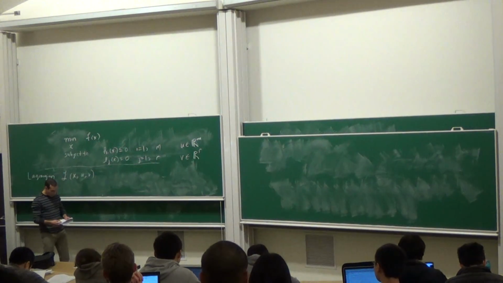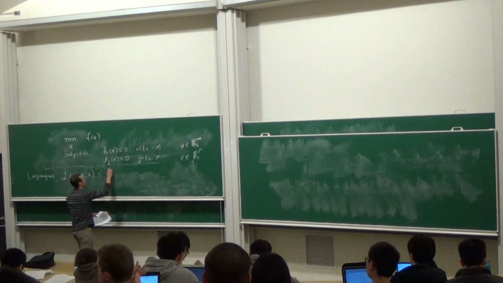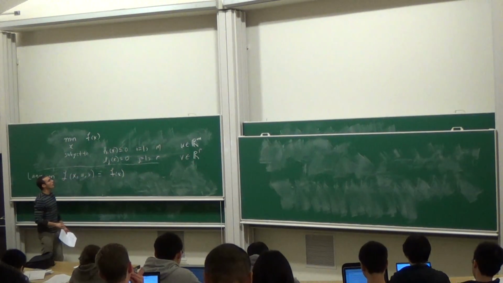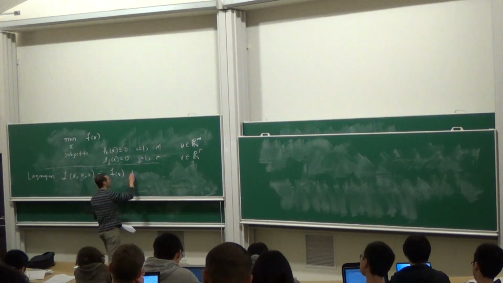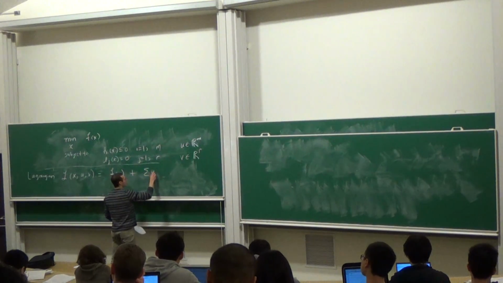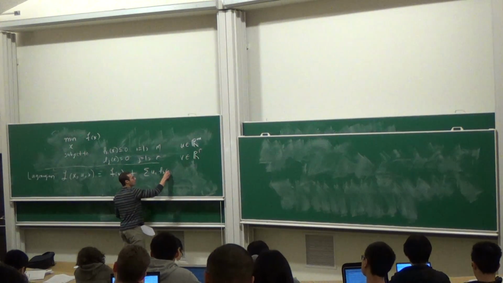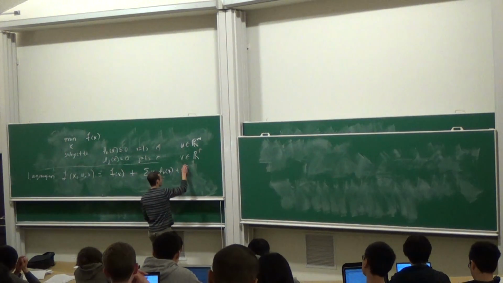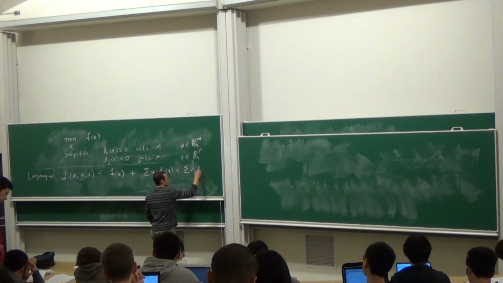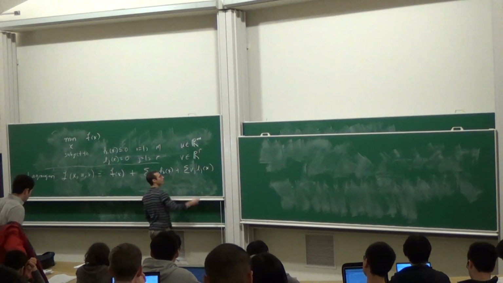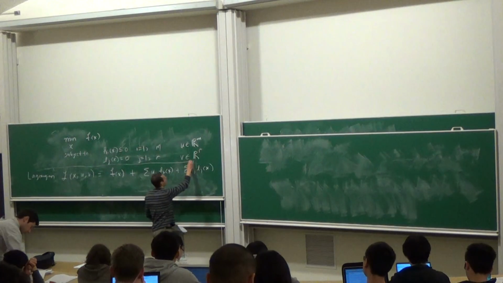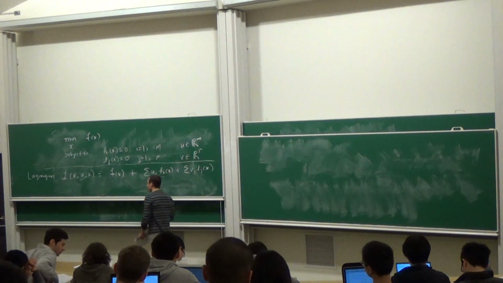The Lagrangian looks like the function f, plus the sum of u_i times my inequality functions h_i, plus the sum of v_j times my equality functions l_j. That's the definition of the Lagrangian. It's a function of three variables: x, u, and v.